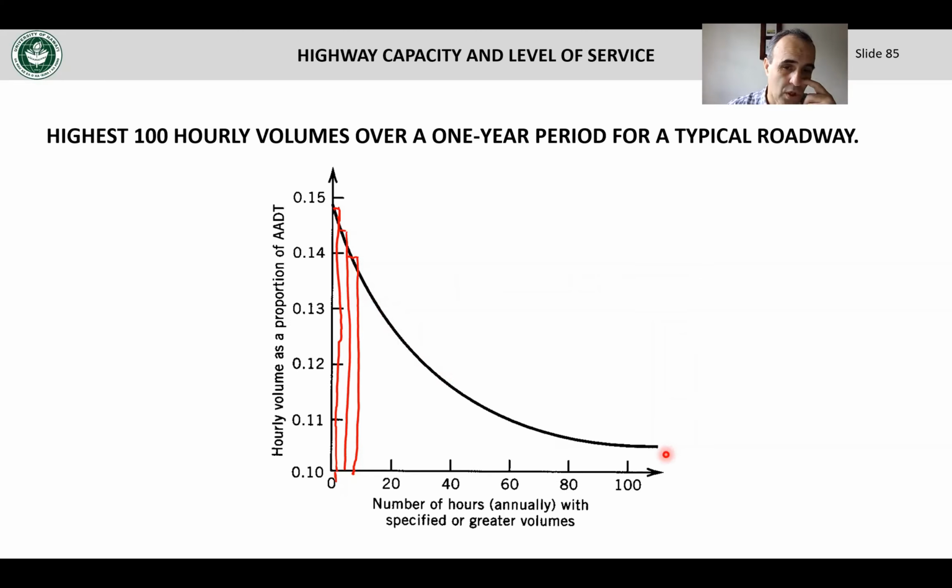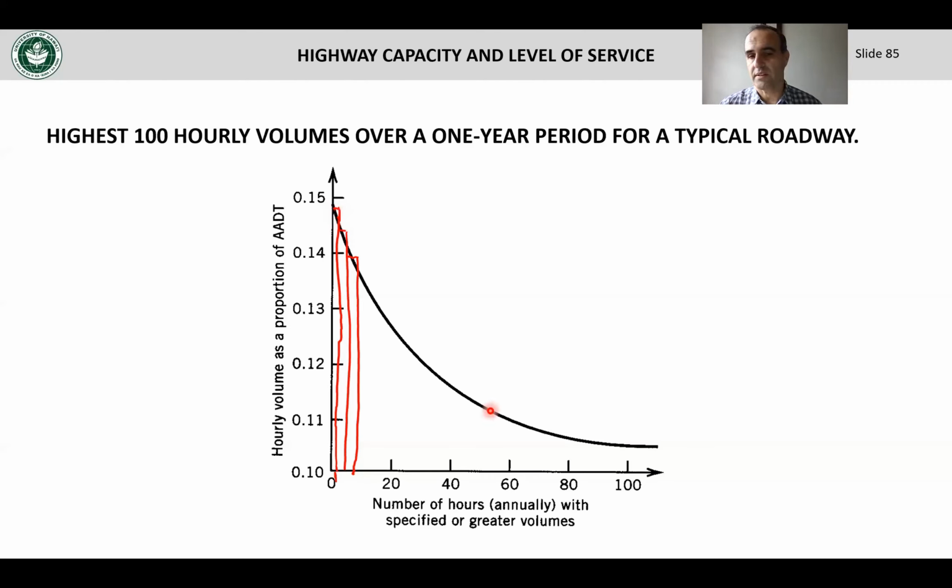Okay? So the only difference in this graph, in terms of expressing the volume, is that I'm expressing it as a proportion of the annual average daily traffic. Remember, the daily traffic is expressed in vehicles per day, and this volume is in vehicles per hour. So the volume is much lower than the daily traffic, right? That's why you get a proportion of about 0.15. Don't ask me why the people did it this way, but that's how they do it.